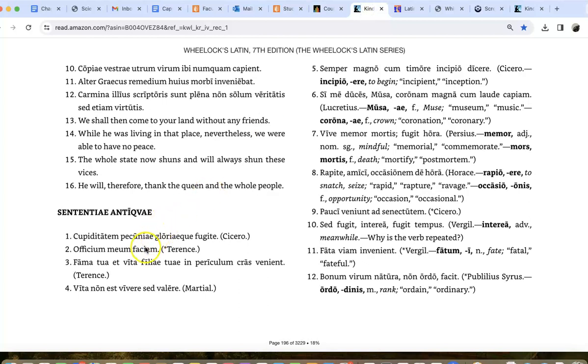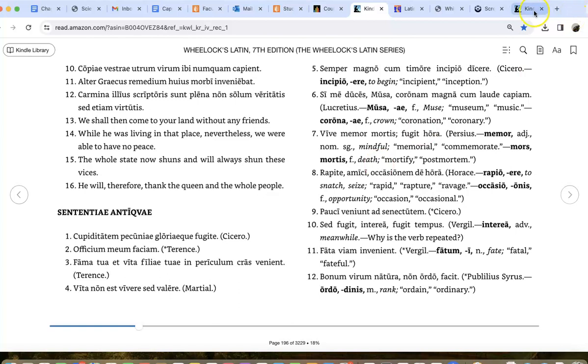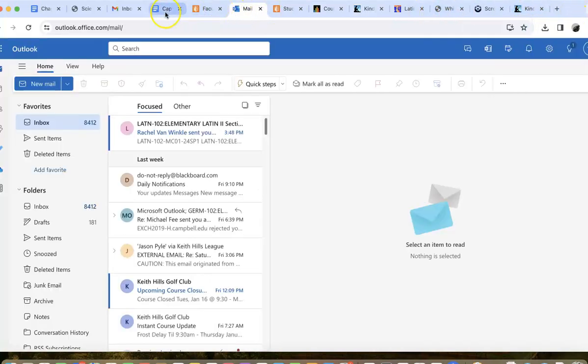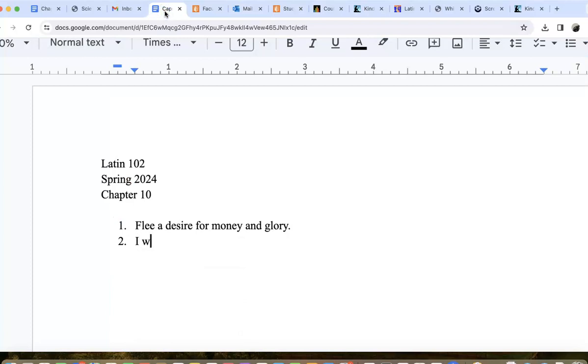So what we have here is: I will do my duty. I've got too many tabs open in one sentence. So let's see. I will do my duty.